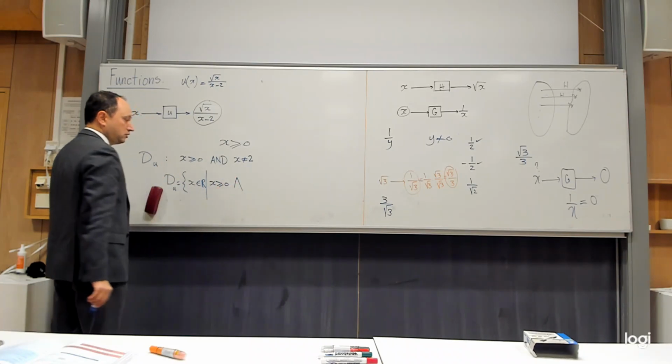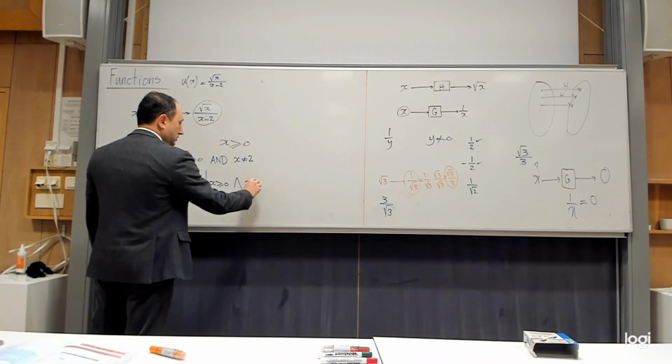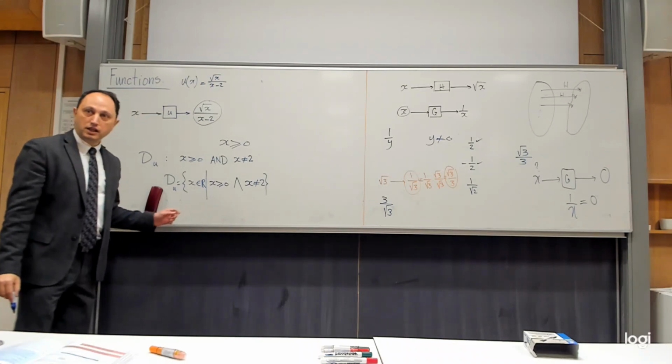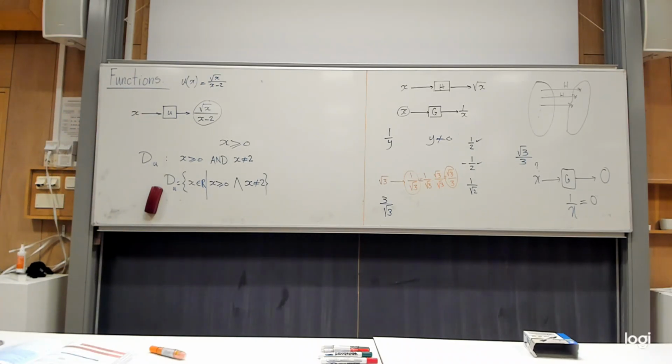Do you remember? I can use this symbol: x is not equal to 2. Yes? That's the domain of my function. Understandable? But hopefully you understand finding the range is not easy at all.